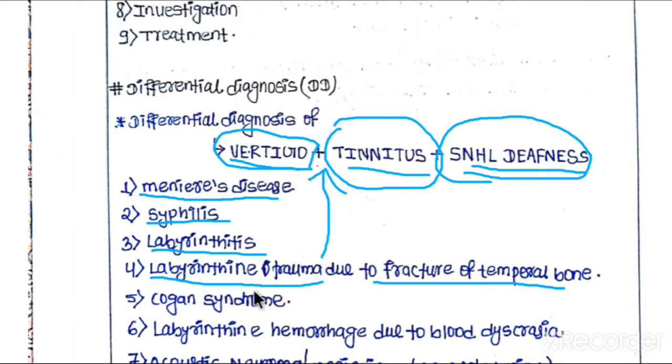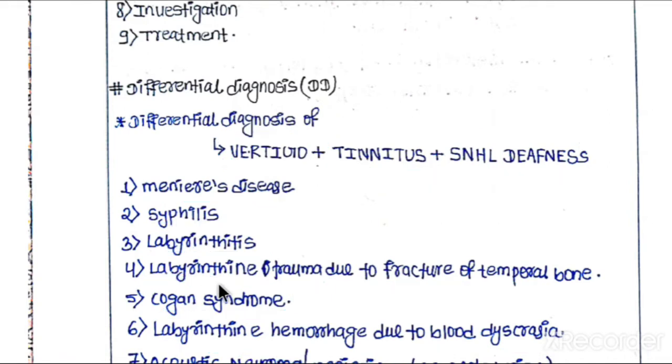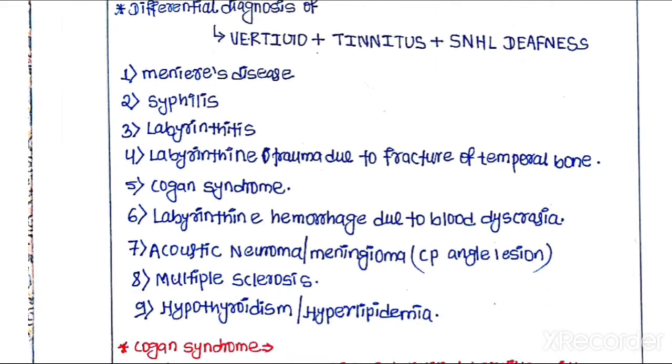And also we can see it in Cogan syndrome, which we will discuss later on. We can also see these symptoms in labyrinthine hemorrhage due to blood dyscrasia, and also in acoustic neuroma and meningioma. Generally, these types of tumor are cerebellopontine angle lesions. Multiple sclerosis is also one of the differential diagnoses, and symptoms like vertigo, tinnitus, and sensorineural hearing loss may also be present in hypothyroidism and hyperlipidemia.